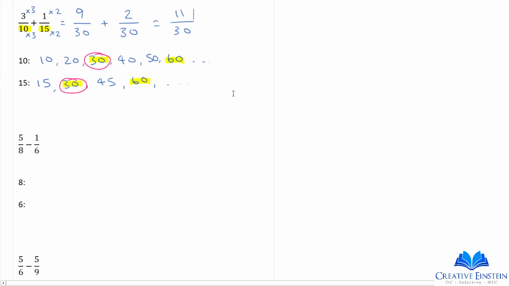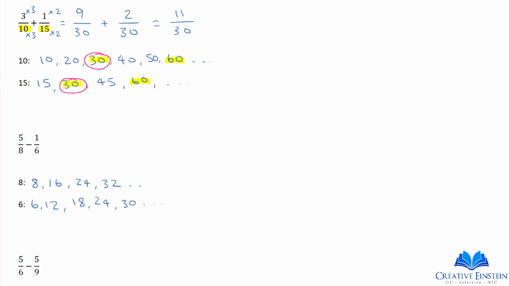Moving down to our next example. 5/8 take away 1/6. So we're doing subtraction this time. But exactly the same concept. Multiples of 8: 8, 16, 24, 32. Multiples of 6: 6, 12, 18, 24, 30, and already I can see my LCM, which is 24. So I know that both of them are going to have 24 as our denominator.